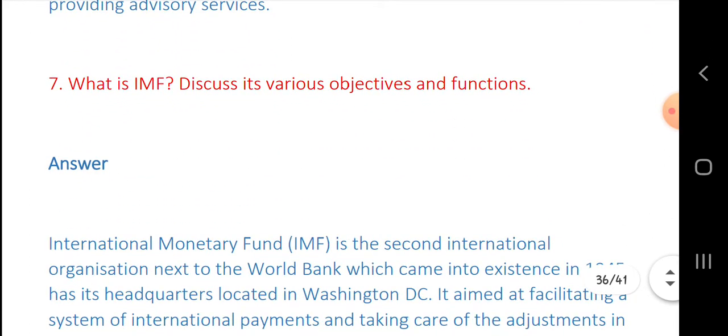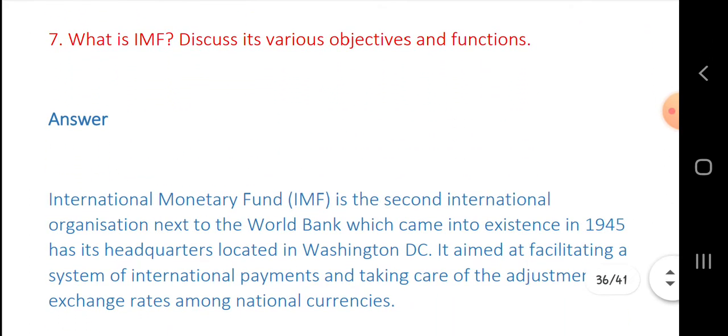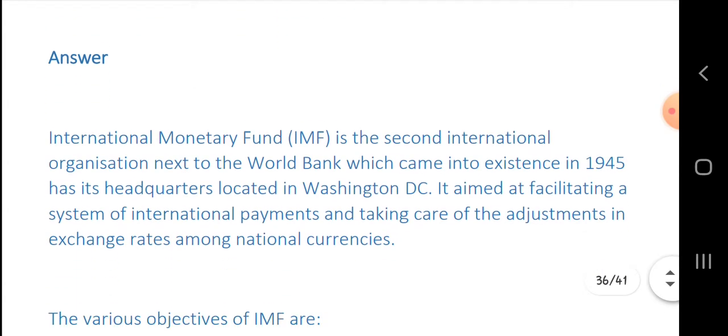And what is the IMF, International Monetary Fund? It is the second international organization next to the World Bank. Its headquarters is located in Washington DC, and it came into existence in 1945.